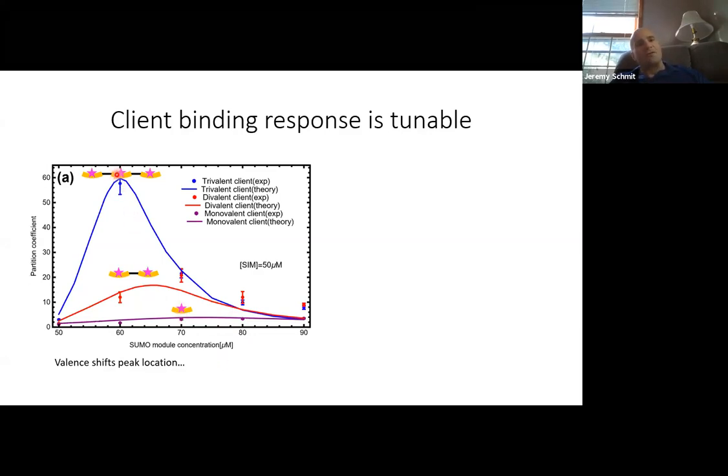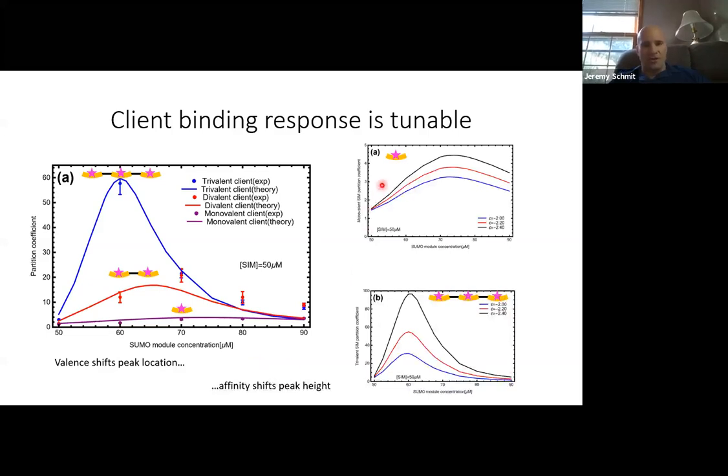Okay, so the valence establishes where this peak is. Now let's change the affinity of the modules, okay? If I change how strongly one of these binds to its neighboring site, what that does is change the height of the peak, but it has very little effect on the location of the peak. So this is the trivalent peak, this is the monovalent peak, so it's changing how high the peak is, but it's not shifting it back and forth. And this is because we have those correlations in the binding site.